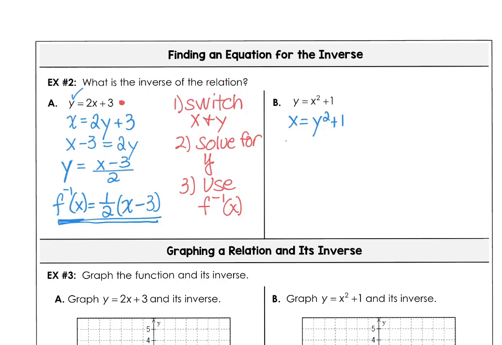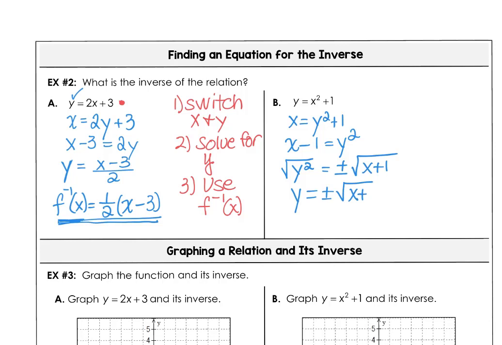We switch the x and the y. Now we're going to solve for y. And here's where we're going to fail, because we want to take the square root of the y squared. That'll give us the y. But anytime you introduce the square root function, you have to consider you have both positive and negative square roots. So our y equals positive and negative square root of x.